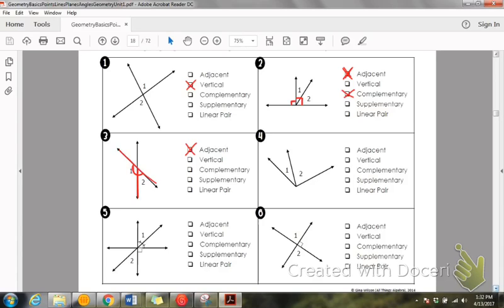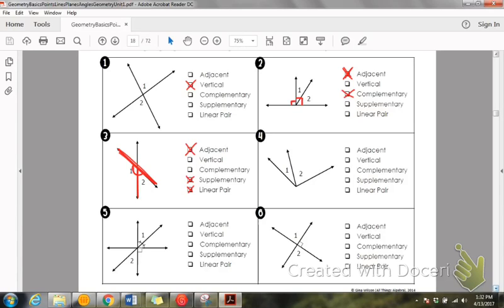They're supplementary because don't they make this 180 line, guys? Don't they make that line together, the 2 of them? So they're supplementary, and they are also a linear pair, right, because they make a line together. Well, we're going to keep practicing.